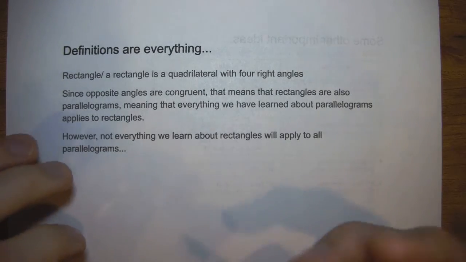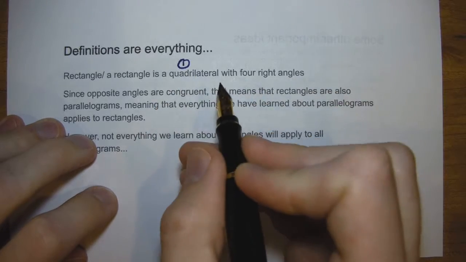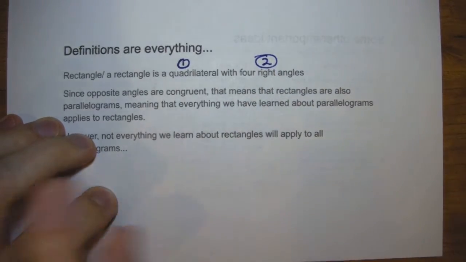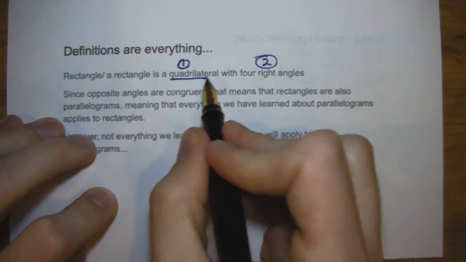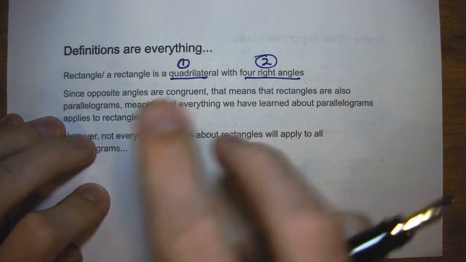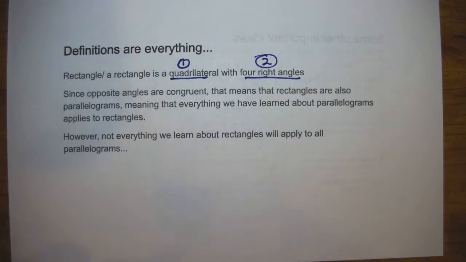A rectangle, here's how we'll define it. A rectangle is a quadrilateral, so that's the first idea, 4 sides, and they have 4 right angles. That's it. That's all we know. 4 sides, 4 right angles, nothing more, nothing less. All right? From these 2 ideas, we can then start getting other ideas.